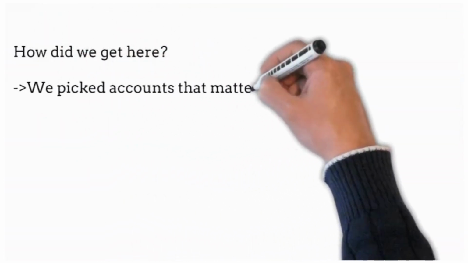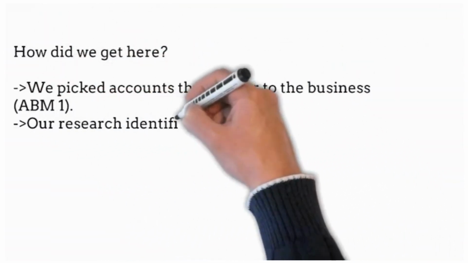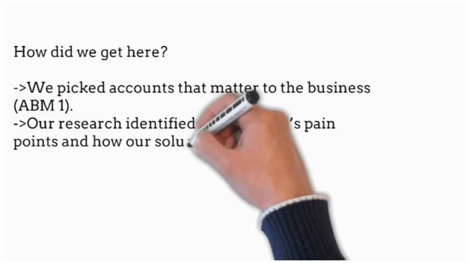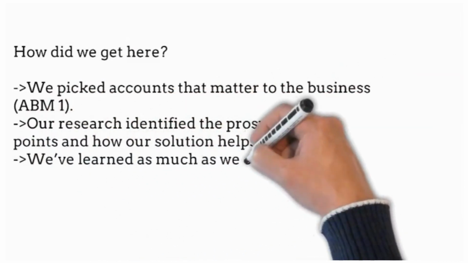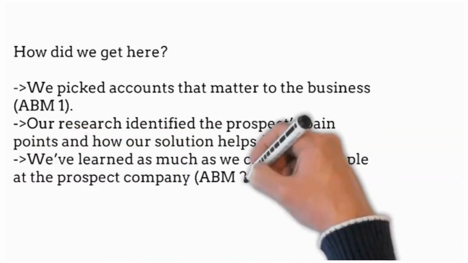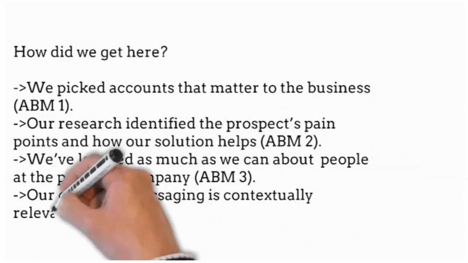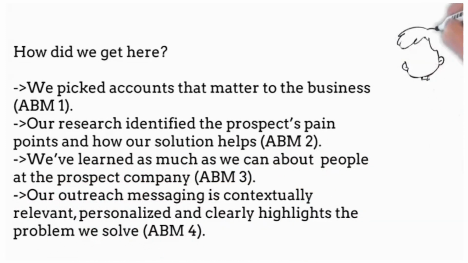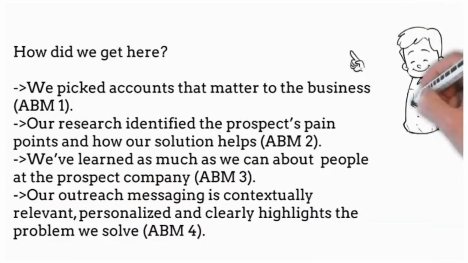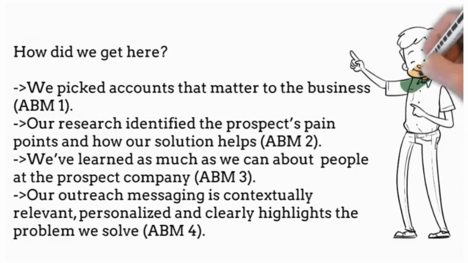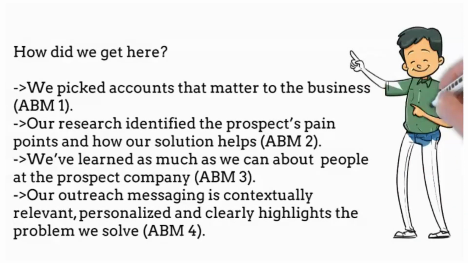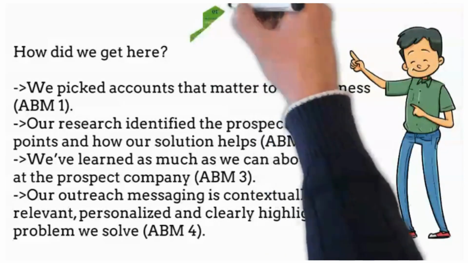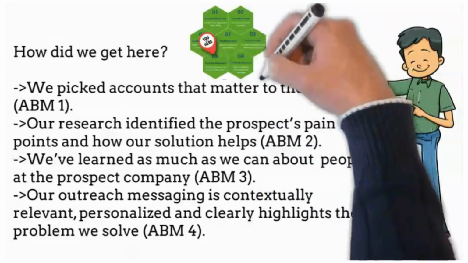Well, let's take stock for a minute about how we got here to step 5. We picked the accounts that matter most to the business in a first step. Then the second step, our research identified the prospect's pain points, how our solution helps. And we've learned as much as we can about the people at the prospect company. Our outreach messaging in step 4 is contextually relevant, personalized, and clearly highlights the problem we solve.